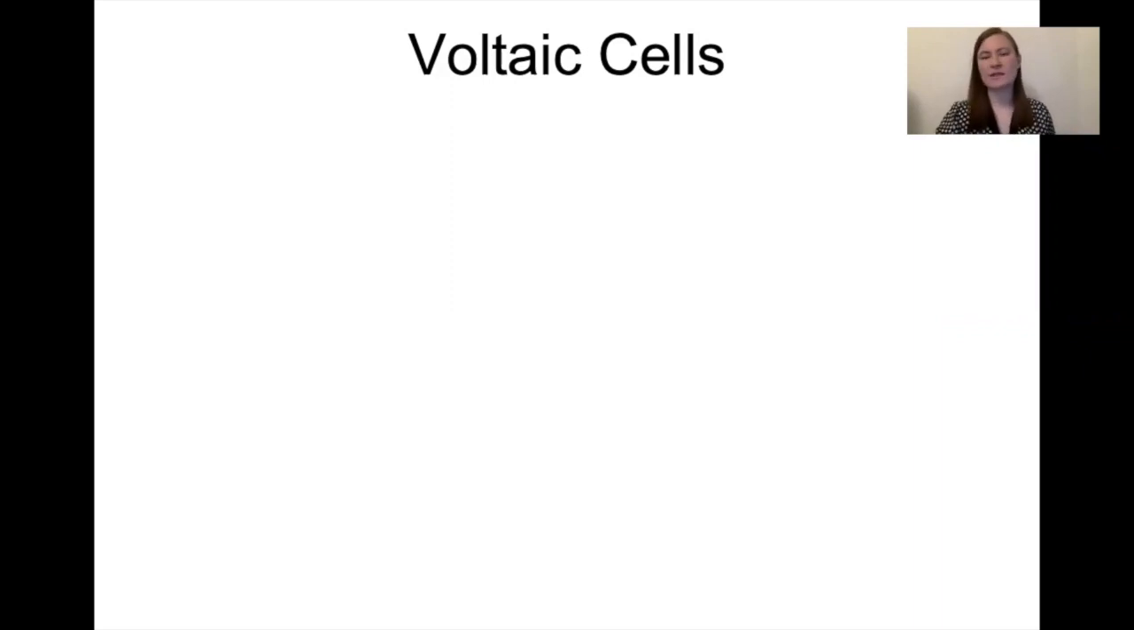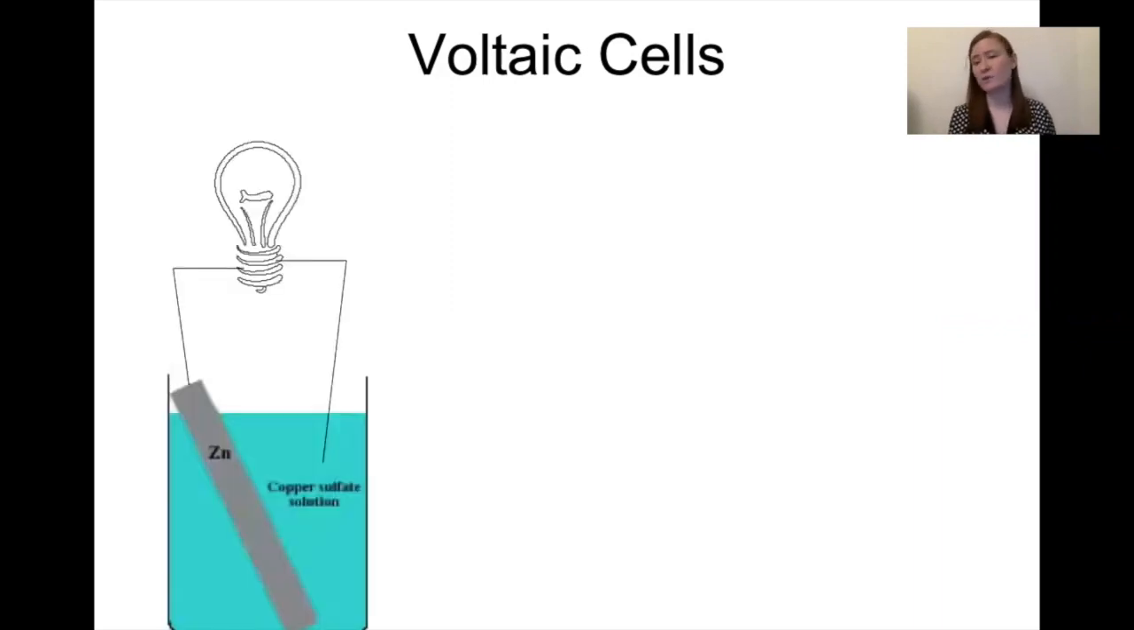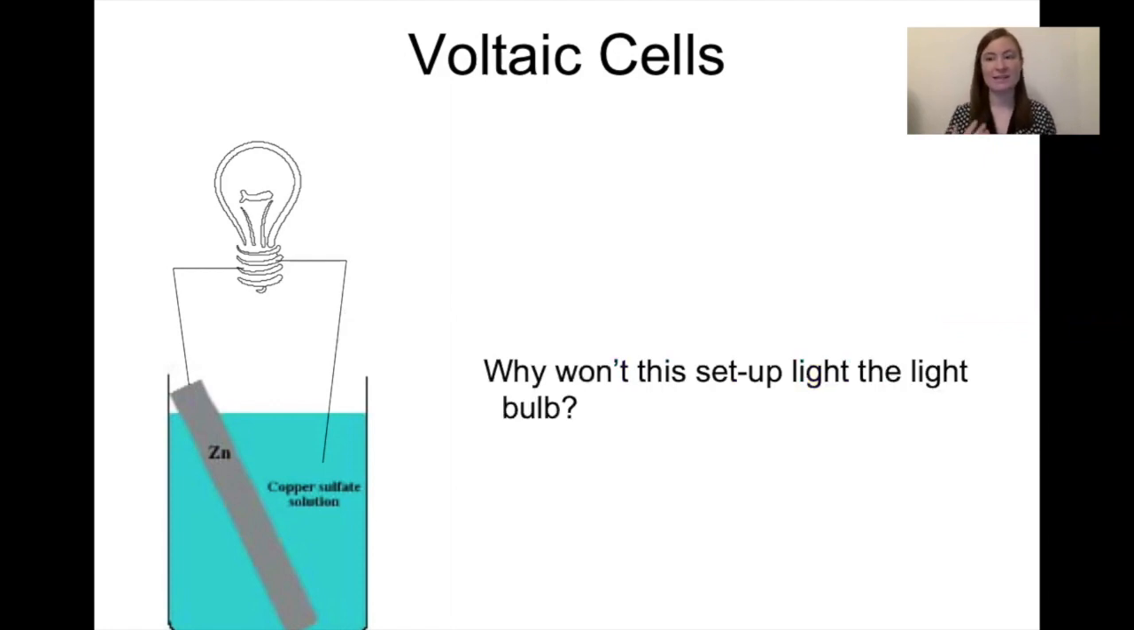So you might think that you could construct a voltaic cell like this, where you have a strip of solid zinc inside a copper sulfate solution, and you can wire up a light bulb to the outside. Now, it turns out that this setup will not work. This will not successfully light the light bulb.